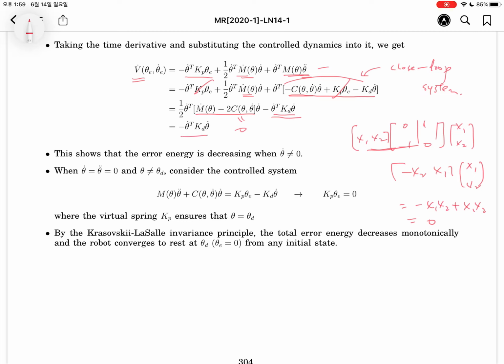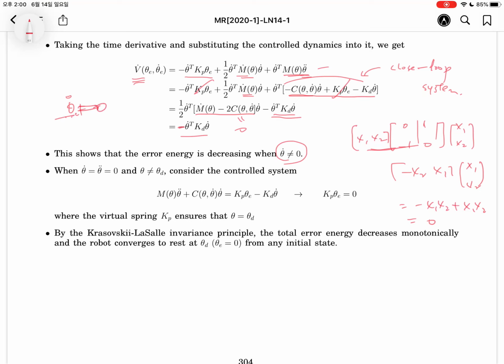We can say that whenever theta dot is non-zero, the energy will decrease because this is negative. The time derivative of energy is negative, so it means energy is lost. Energy will reduce to zero. But what happens when theta dot is zero? This is zero, okay?